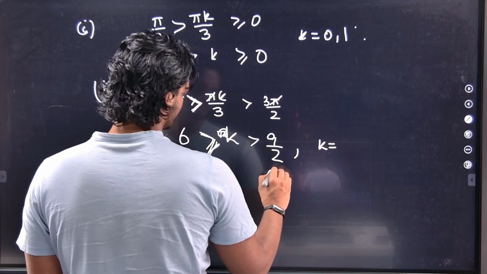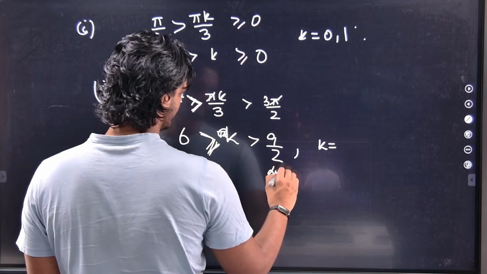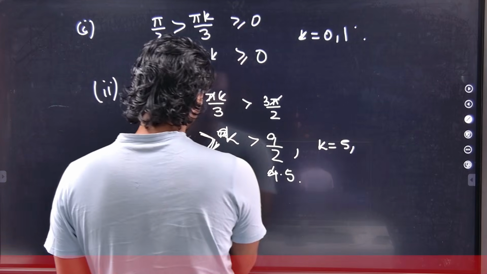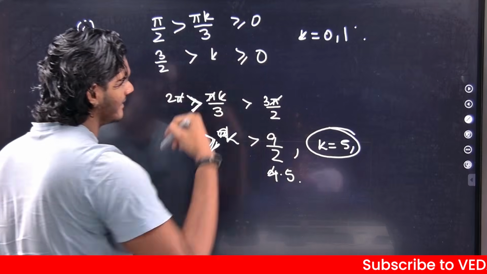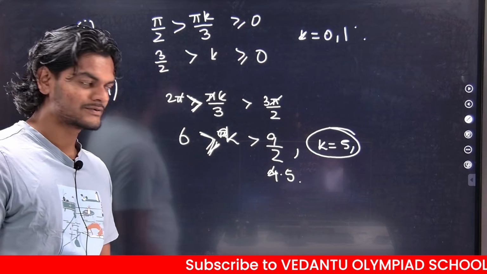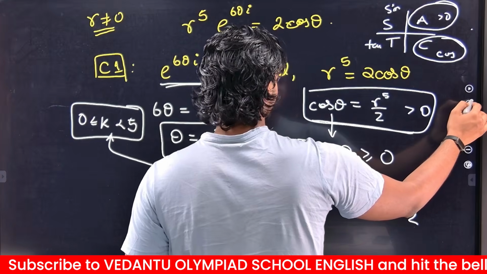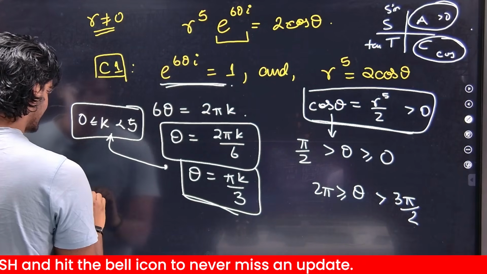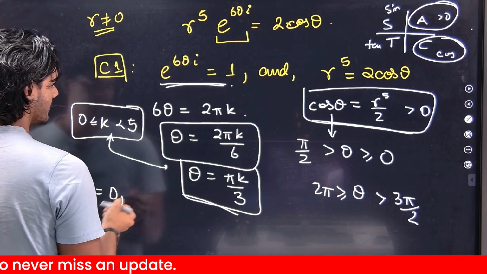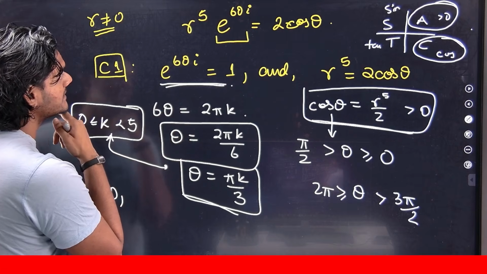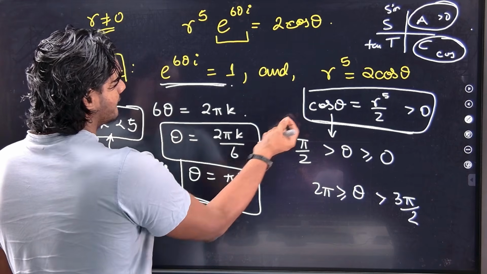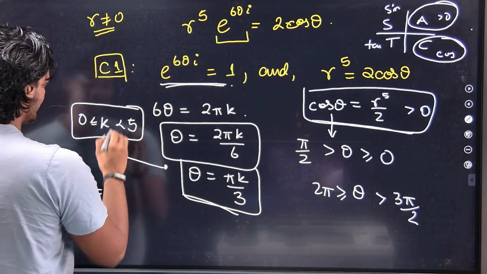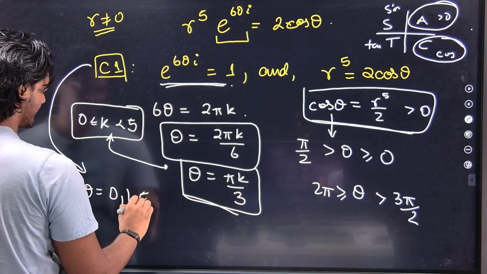So 9 by 2 is 4.5, right? So k is strictly greater than that, so it can be 5. And we are not taking 6, so it is only 5 and 0, 1. So we have three values of k. So we got theta is equal to 0, which is basically saying for each value of theta, we'll get a particular value of r as well, right? And remember, this is only case 1. In case 1, I have theta equal to 0, 1, and 5.